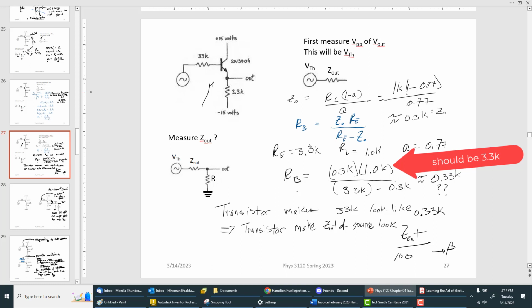And also, we have wiggles going on. We're not quite so interested in the amplitude of the wiggles as it is the behavior of the wiggles. And we can always calibrate back, right? If we know the gain of our emitter follower, we can always take the output in volts and calculate what it is at the source.